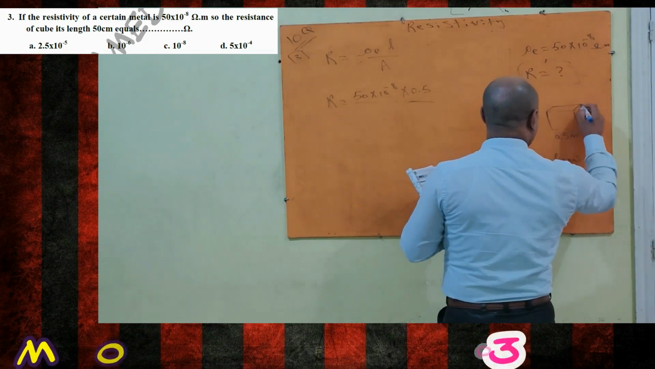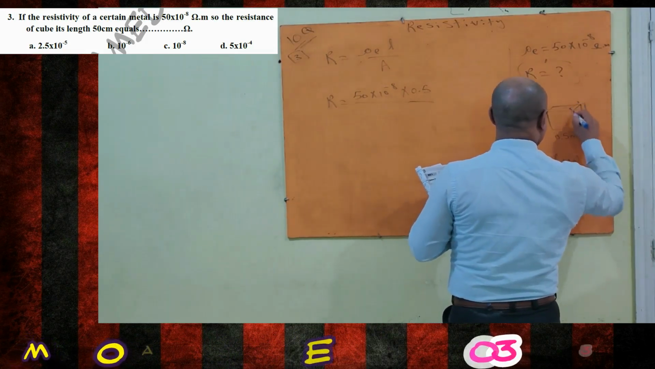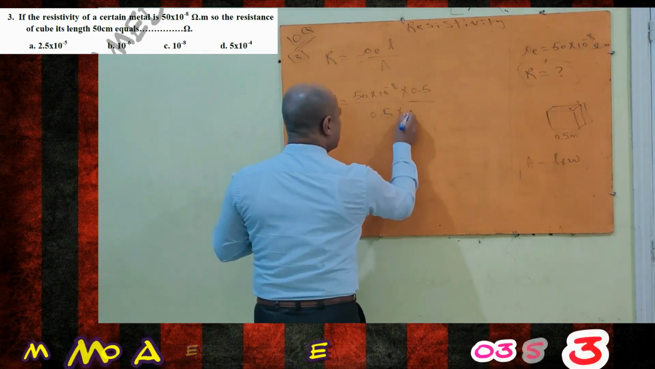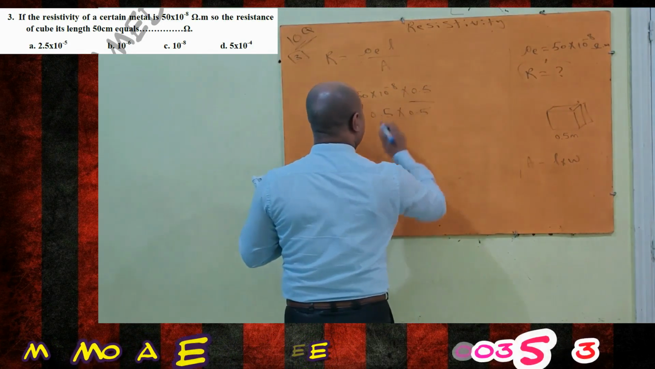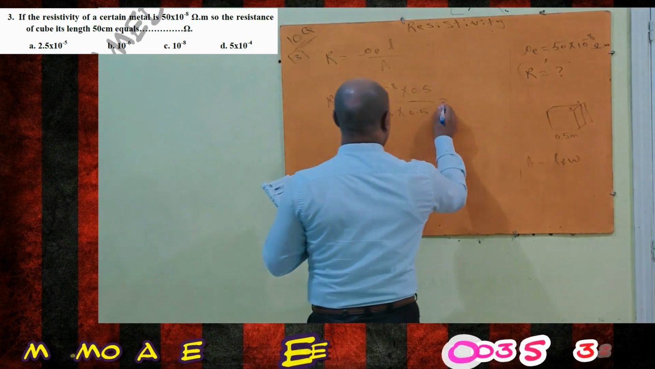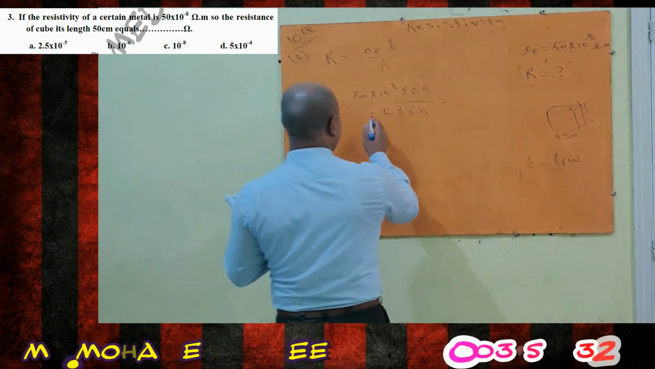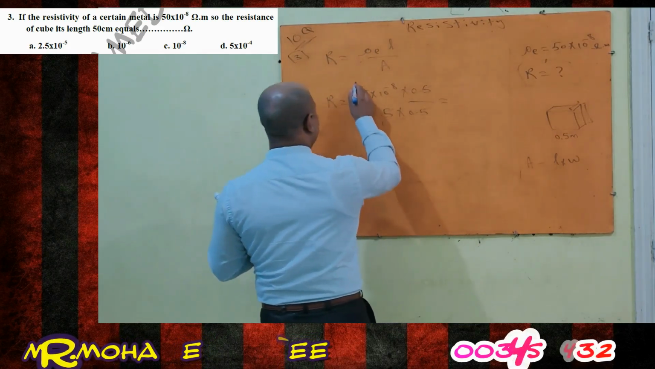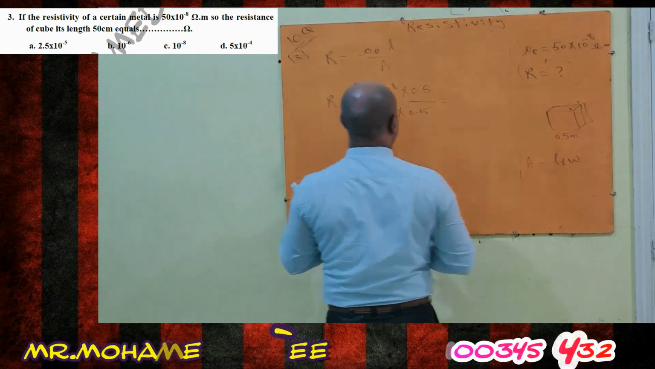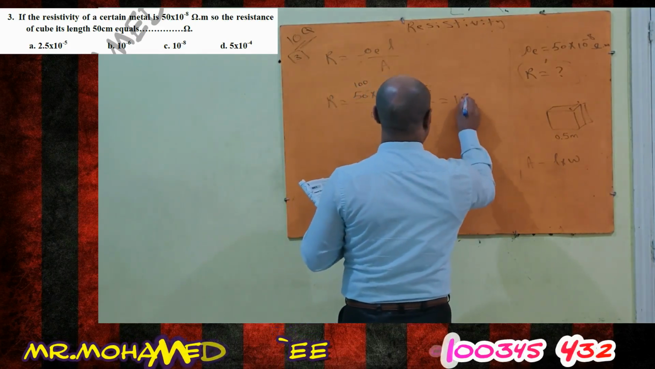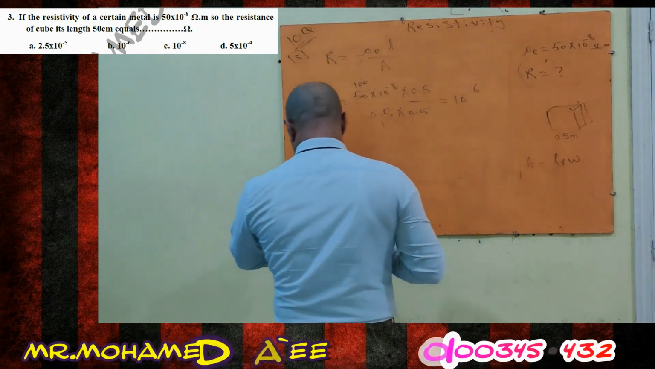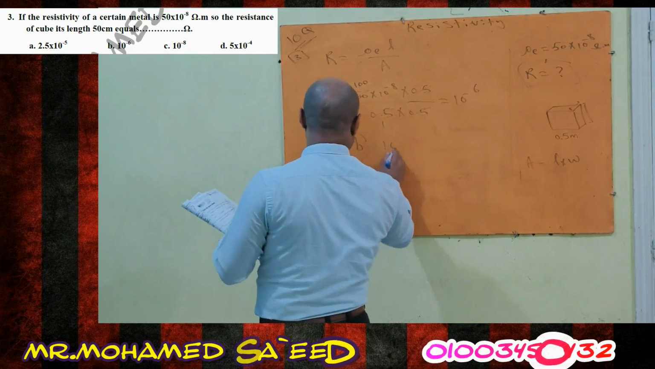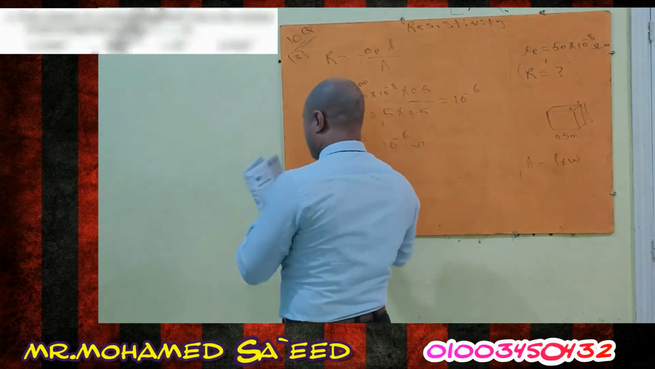Area equals length times width. So 0.5 times 0.5. We can cancel 0.5. So the true answer is 100 times 10 to the power negative 6. The true answer is D, 10 to the power negative 6 ohm.